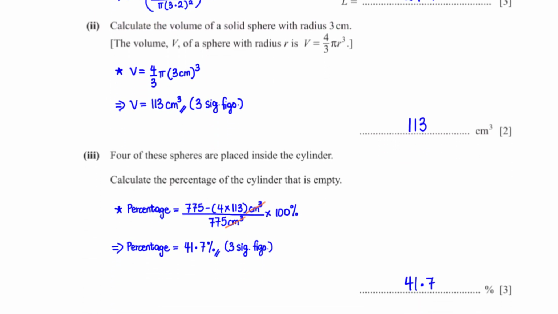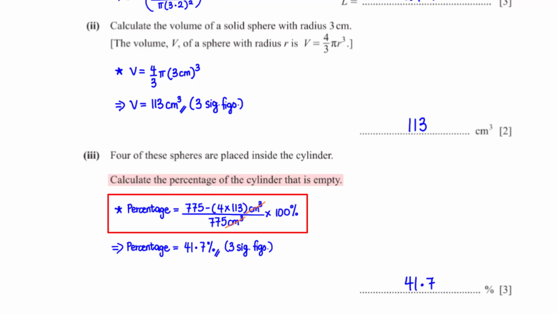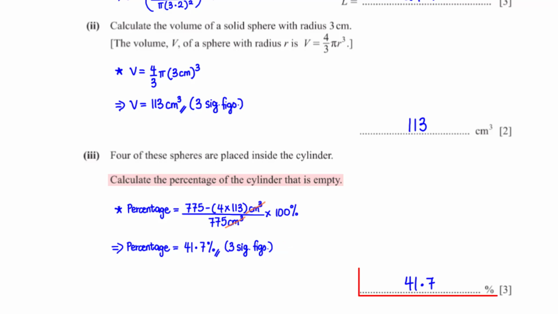4 of these spheres are placed inside the cylinder. Calculate the percentage of the cylinder that is empty. This percentage is equal to the volume of the cylinder, which is 775 centimeters cubed, minus the volume of the 4 spheres, which is 4 times 113 centimeters cubed, divided by the volume of the cylinder times 100%. When we type this into the calculator, we get 41.7% rounded to 3 significant figures.